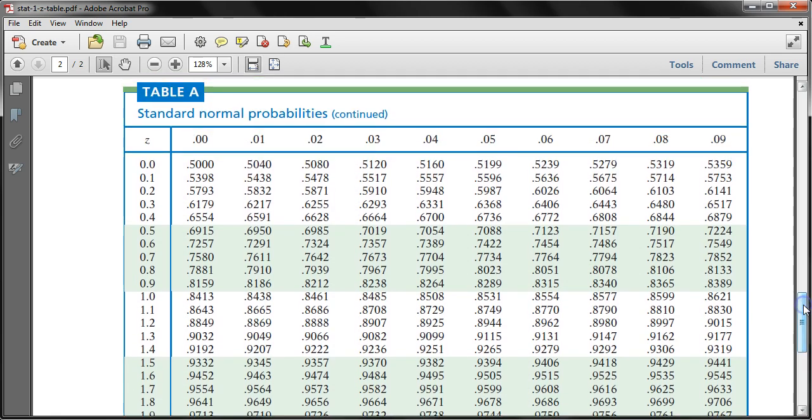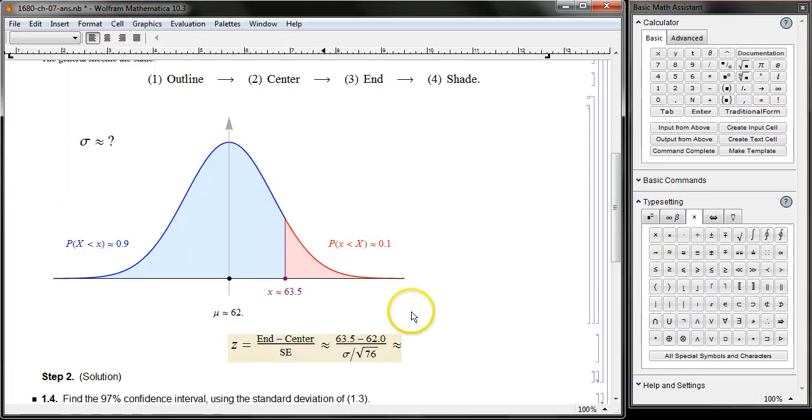Where is it? This is it, isn't it? 0.8997 is the closest. The other one, 0.9015, is a bit too far away. So let's approximate it as 0.8997. And let's solve this. Is this right?